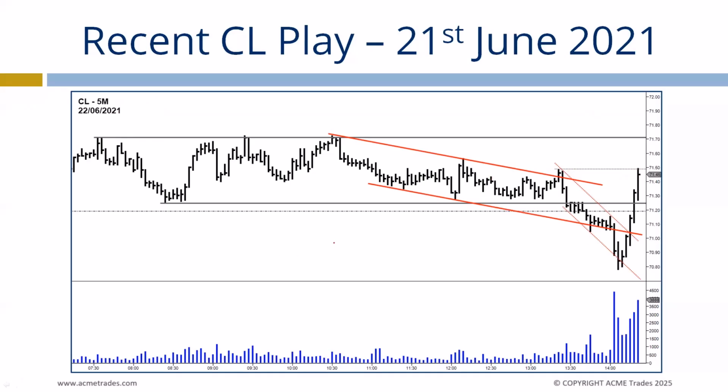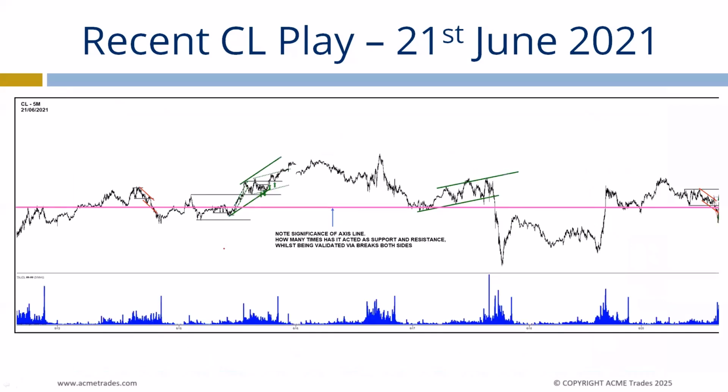And for reference, see this line here before we go into any analysis. This is this pink line. This is an axis line. Resistance, resistance, resistance. We break through, we hold, we hold. This is a valid break.